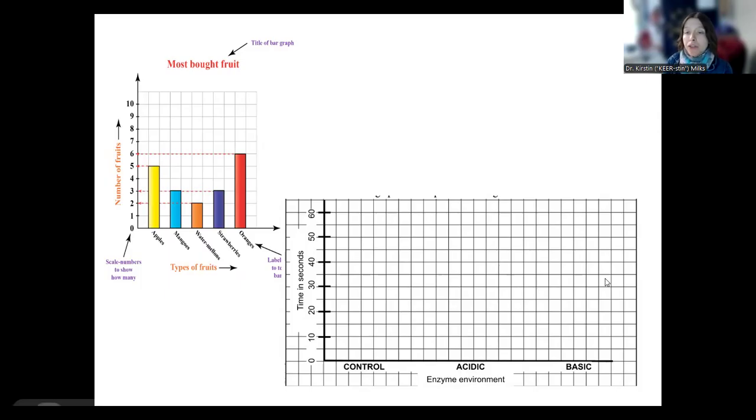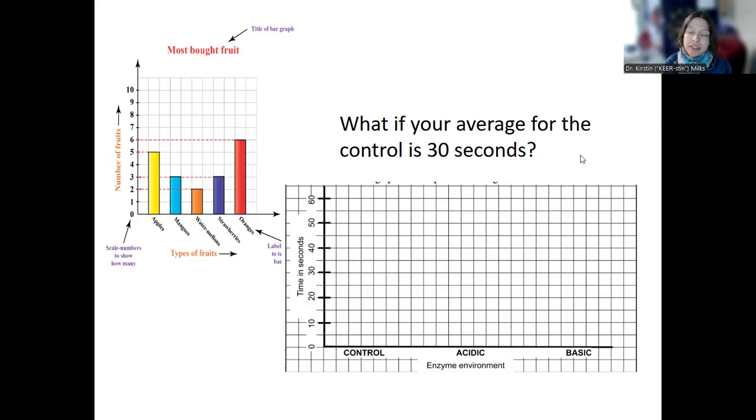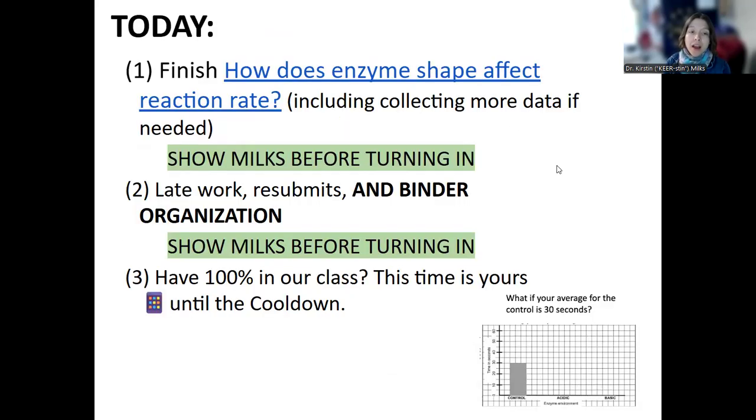So what if your average for the control is 30 seconds? You do the math as indicated on the worksheet, you get 30 seconds for the control. You're going to draw a bar that is 2 or 3 across. I like 3 just because of how this graph paper is, and it goes up to 30 seconds on the time axis.